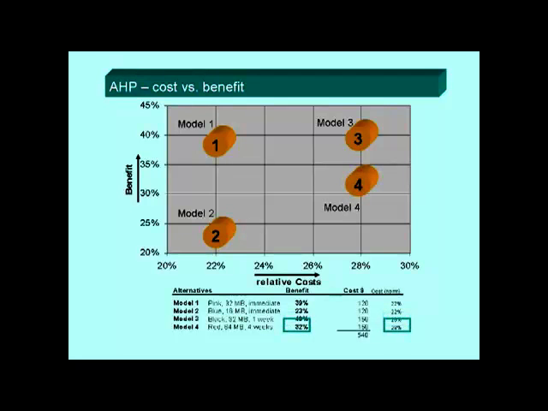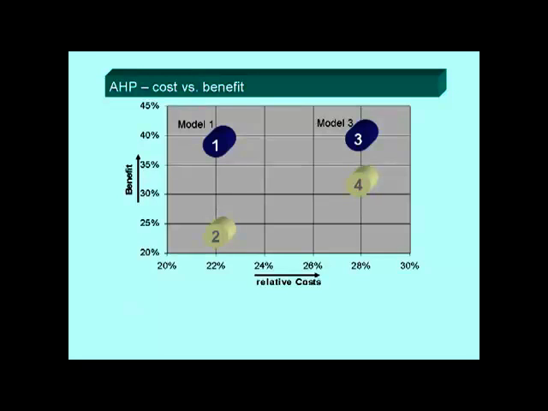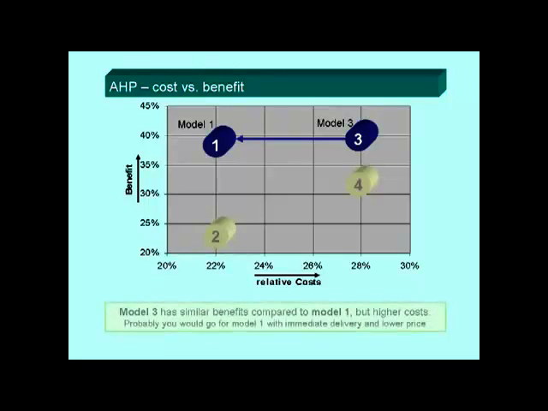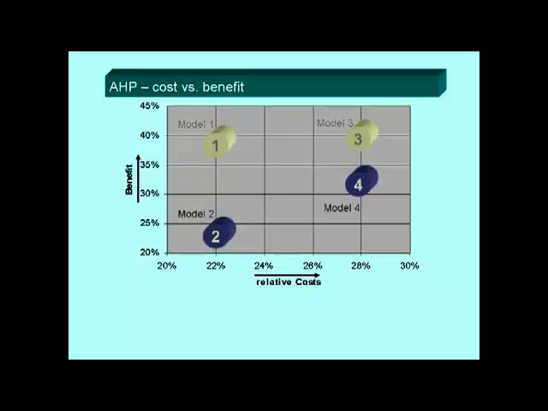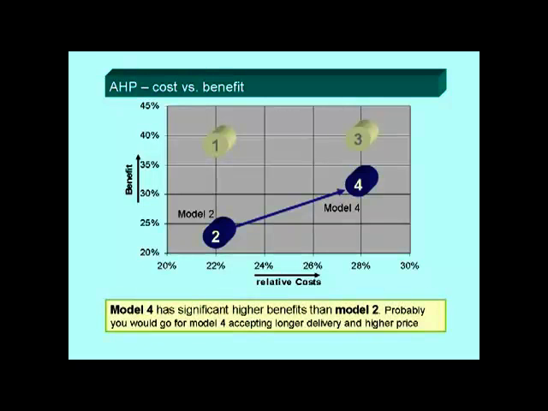Now let's assume you have only the selection of model 1 or 3. As you can see in the diagram, model 3 has similar benefits compared to model 1, but higher cost. Probably you would go for model 1 with immediate delivery and lower price. If only model 2 and model 4 would be available, then you can see that model 4 has significant higher benefits than model 2. Probably you would go for model 4, accepting the longer delivery and higher price.